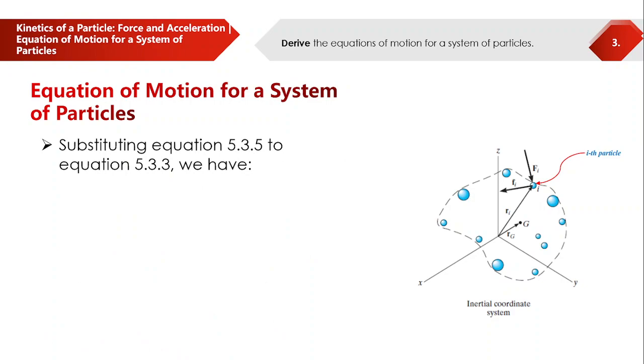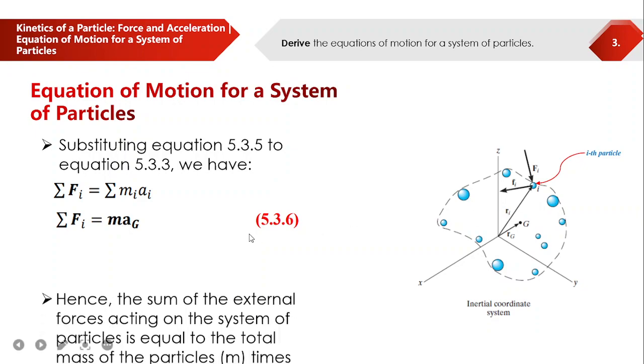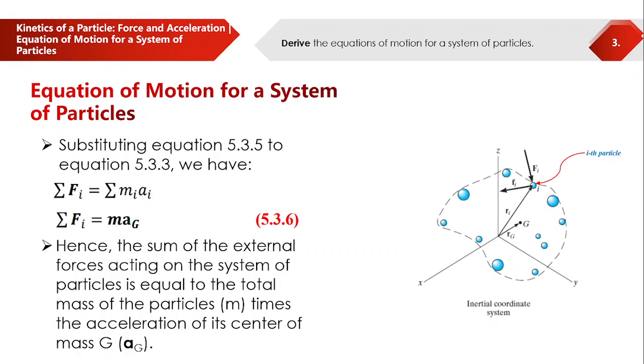Since sa equation 5.3.3 natin is eto, and we learned that meron tong value or equal. So substitute natin yung equation sa 5.3.5, ito na lang yung mangyayari. The summation of all external forces is equal to mass times acceleration sub g. Hence, the sum of external forces acting on a system of particles is equal to the total mass of the particles times the acceleration of its center of mass.